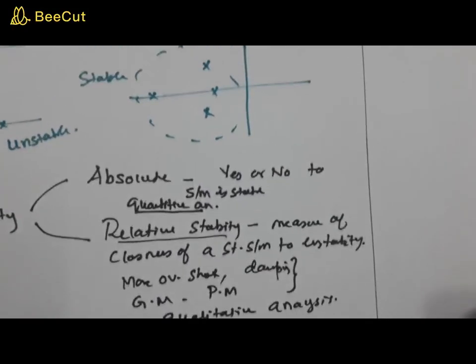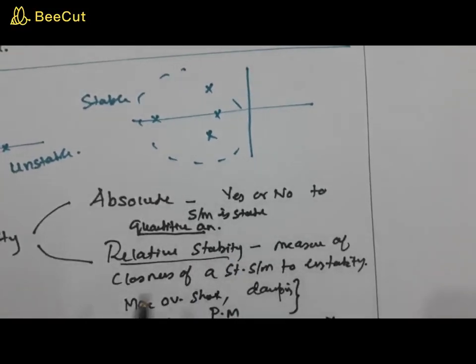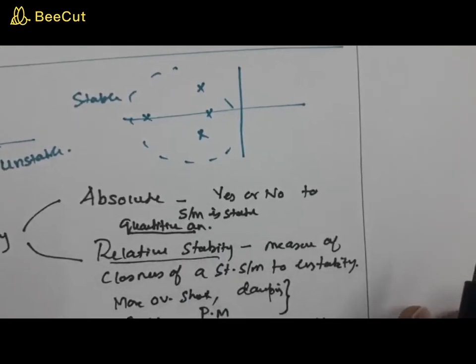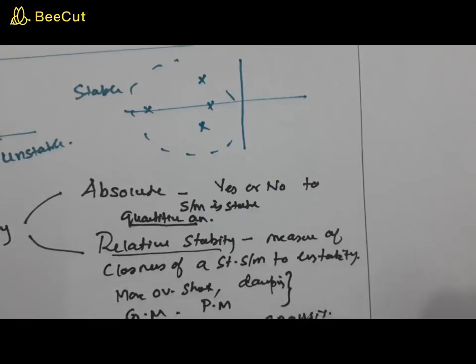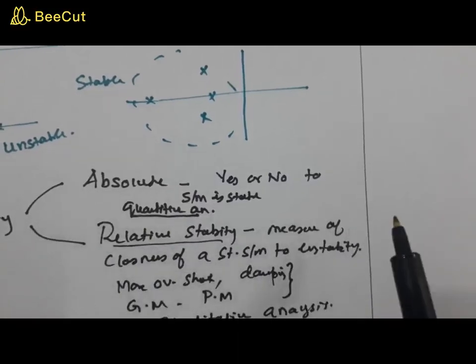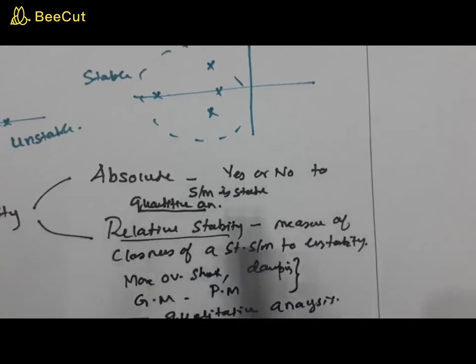One is absolute stability. It will just give you an answer whether the system is stable or not, that is either yes or no. So that's a quantitative analysis. While relative stability will give you an idea whether the system is stable, and not only that, it gives more insight into whether the system is far away from instability or close to instability, or even when a system is unstable, whether in some way we can make that system a stable system. By doing relative stability analysis you get more information than from absolute stability.